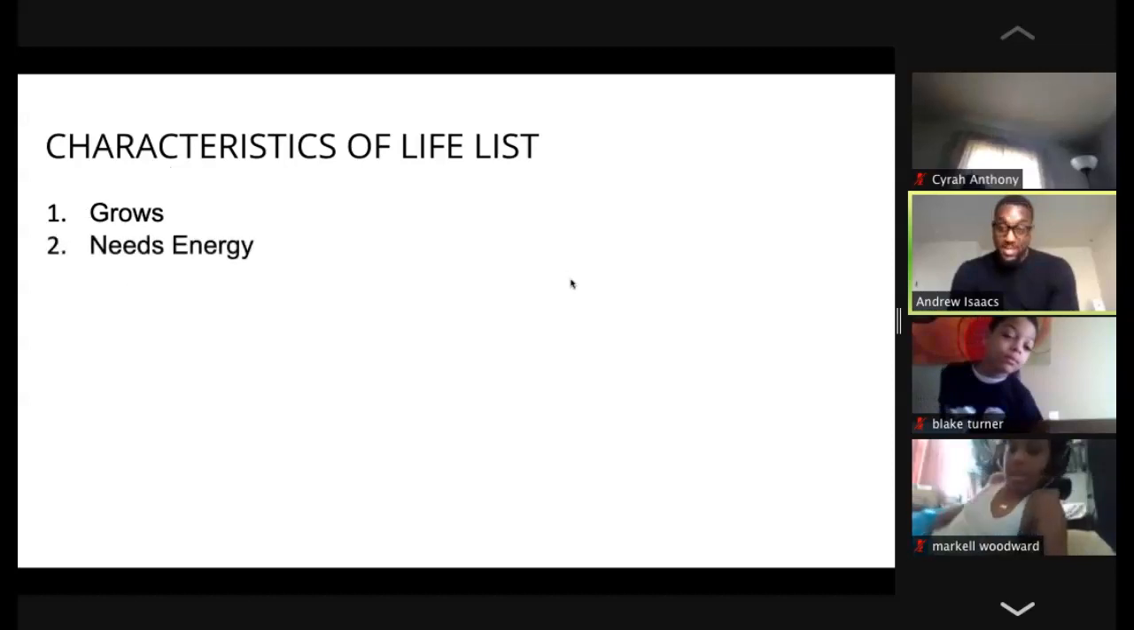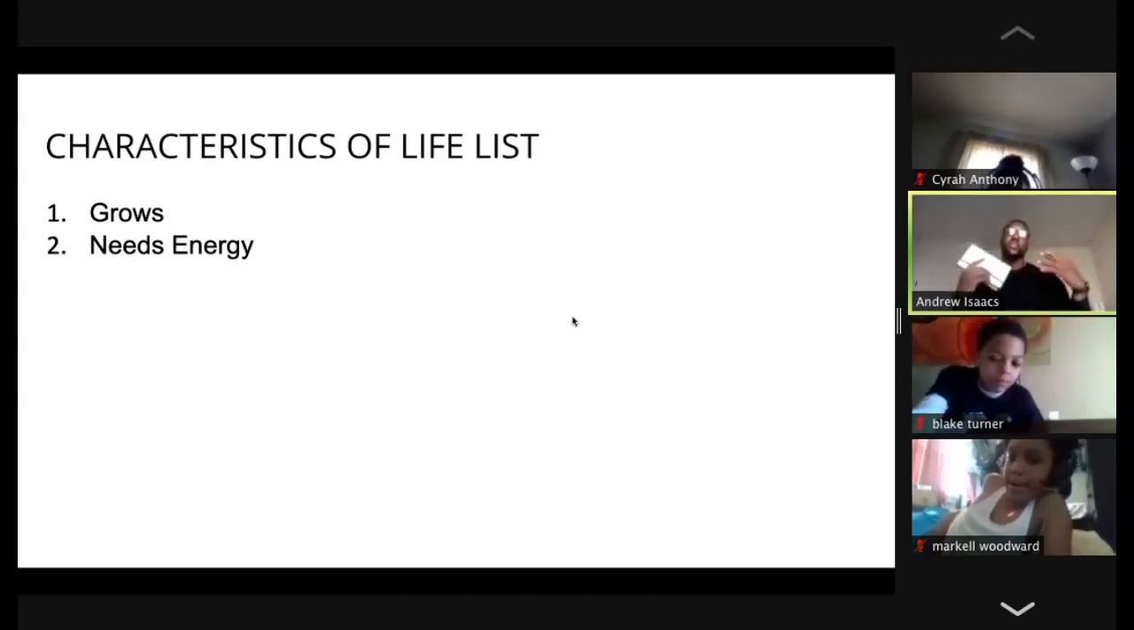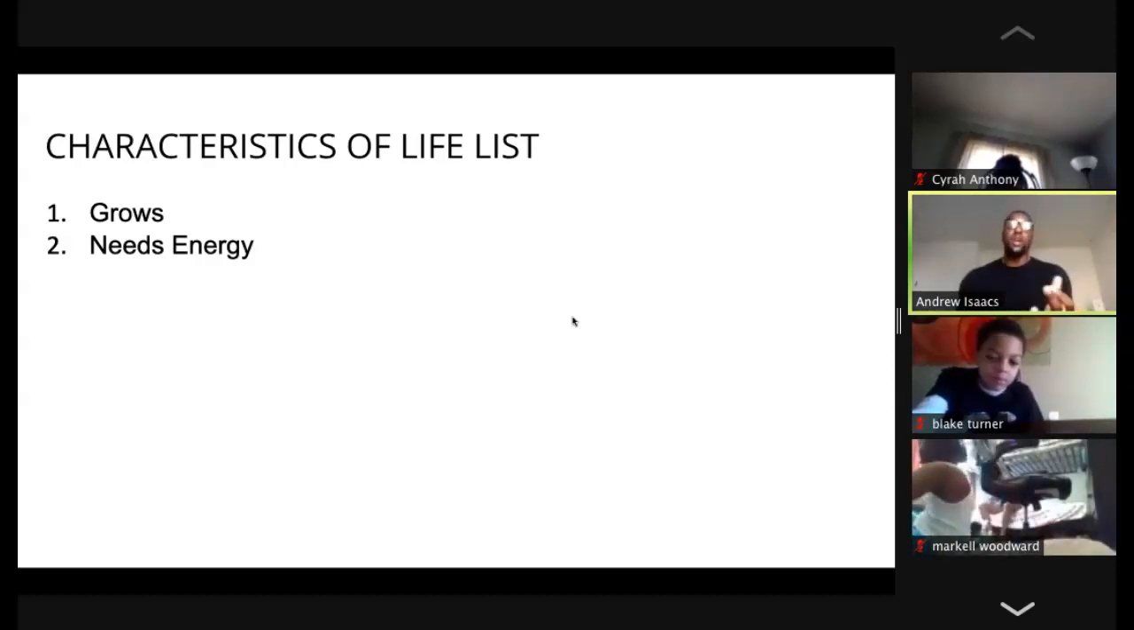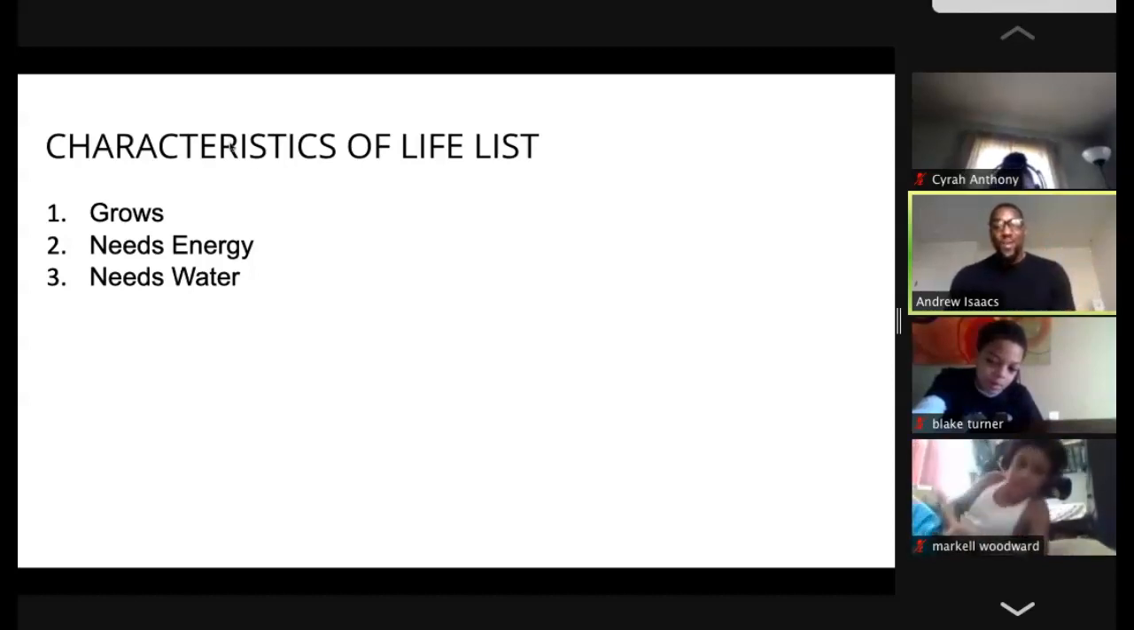Yes, Julia, it eats, but also, in other words, it needs energy, right? In some things, they get their energy from eating. Some plants, through photosynthesis, get their energy through light, sun. But at the same time, it needs energy, okay? Our next characteristic of life we talked about is that it needs water. Thank you. I love how Zamari is on it. She must have her notes on point, right?